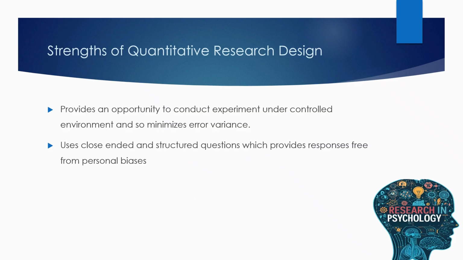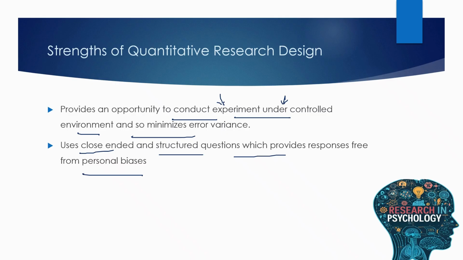Going ahead, it provides an opportunity to conduct an experiment under a controlled environment and so minimizes error variance. So when you are performing a quantitative research design, you will be performing an experiment under a controlled environment. So this minimizes any chance of any error variance. All right. Another strength is that it uses close-ended and structured questions, which provide responses free from personal biases.